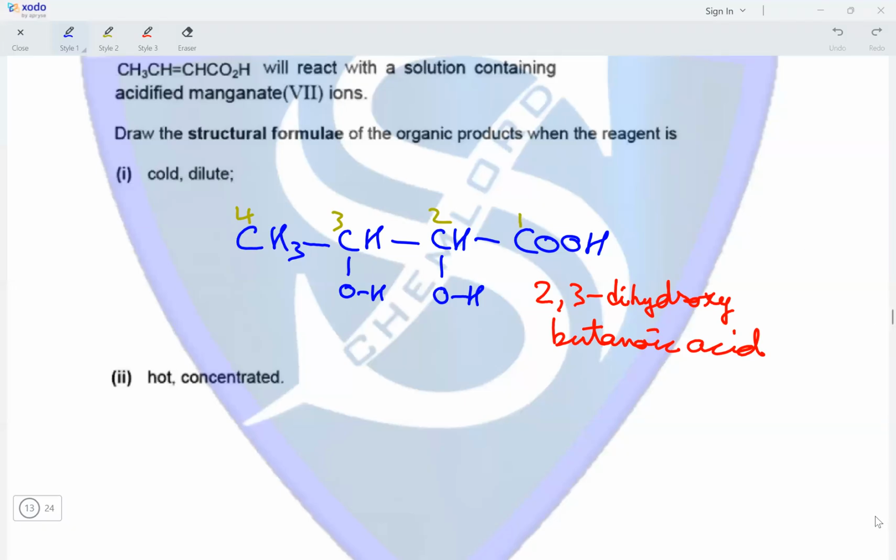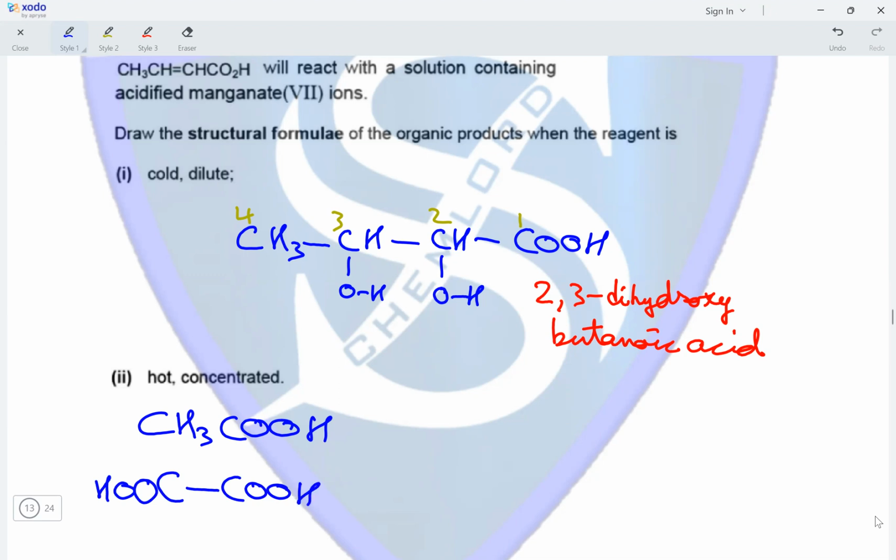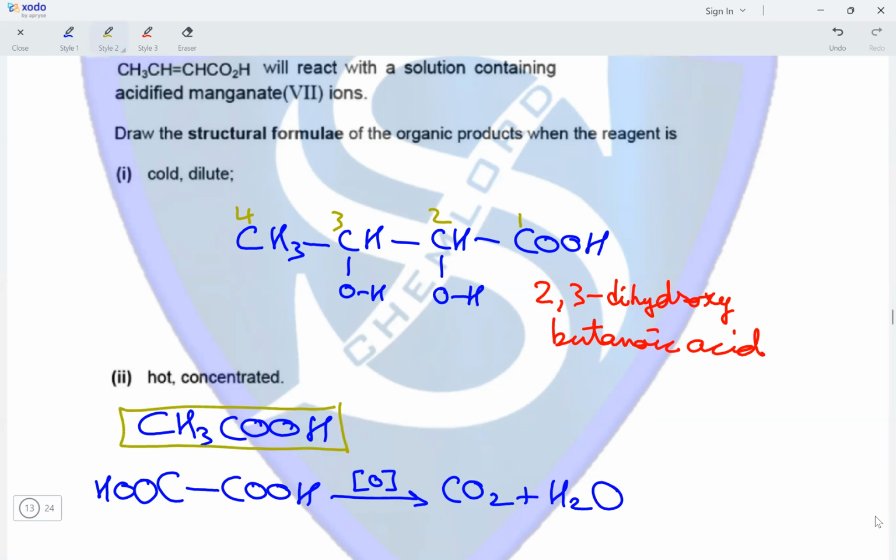And when the acidified manganate 7 ions are hot concentrated, the double bond will completely break, resulting in the formation of CH3, COOH, which is ethanoic acid, and a molecule of COOH bonded to COOH, which is ethane 1,2-dioic acid, which undergoes further oxidation to produce CO2 and H2O. So the final products of this reaction would be CH3COOH, CO2, and H2O.